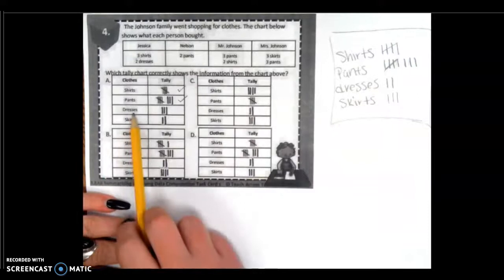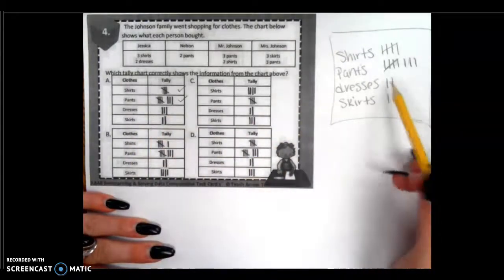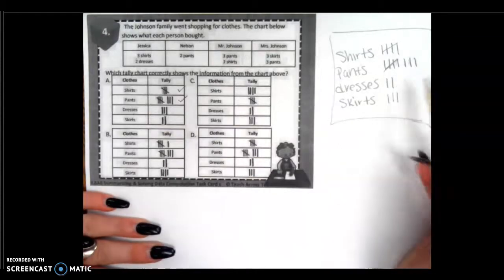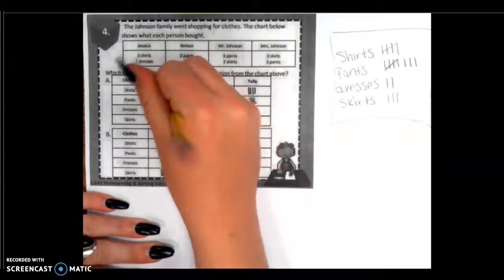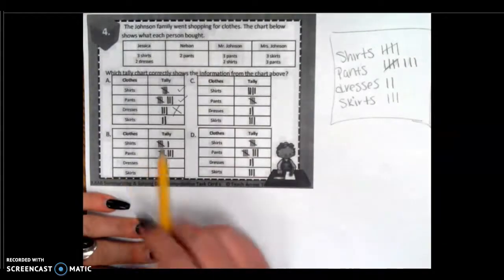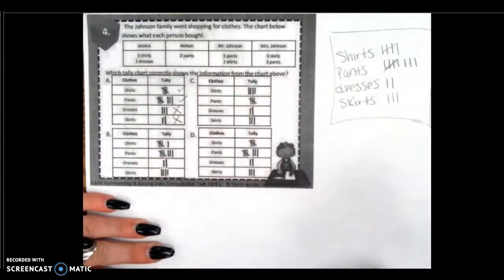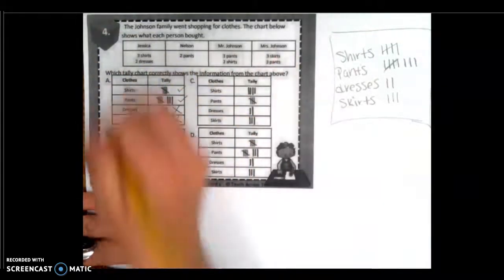Let's see. Dresses. So dresses, it says that we have 3. Well, let's see over here. How many dresses do we have? 1, 2. Here we only have 2 dresses, but this chart's saying that we have 3. So does that match our chart? No. So we know that this chart would be incorrect. Let's count how many skirts we have, though. Skirts, 2. Over here we have 1, 2, 3. That also does not match. So that means A could not be our answer, because A does not match our chart for the information above.